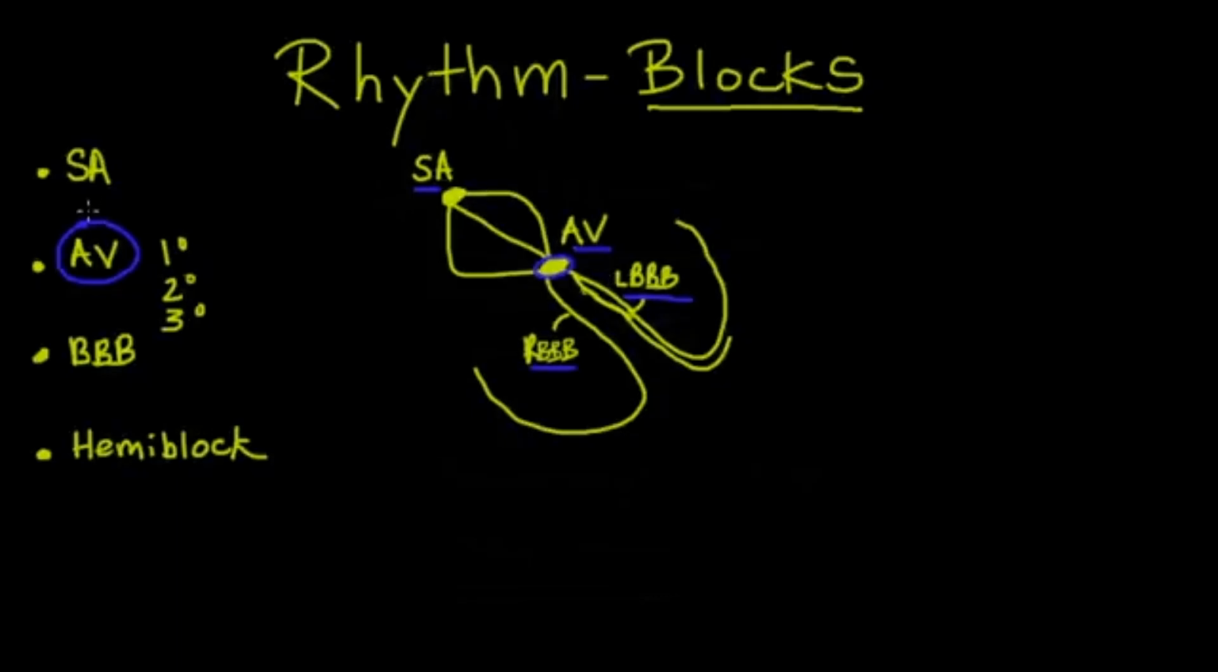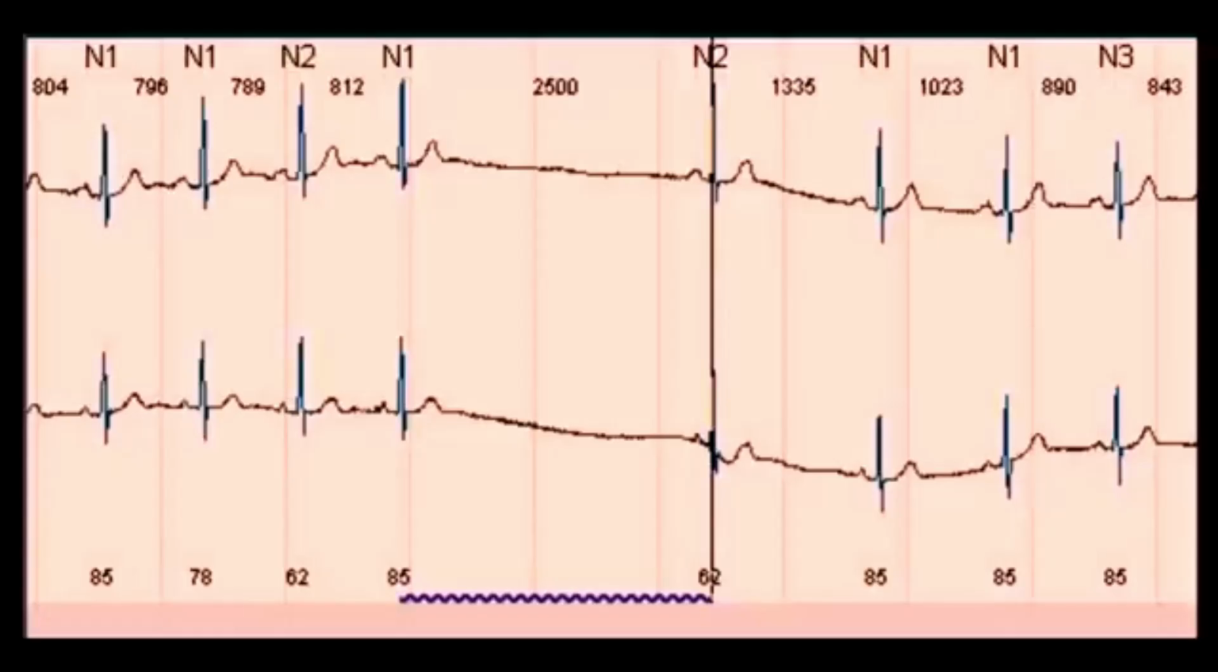Okay, so let's start with the SA node. With a block in the SA node, there is some feeling that the SA node actually generates electrical activity, but it just can't exit the SA node. And so what happens, with the lack of any type of escape rhythm, is a lack of a P wave, because we know that the P wave comes from the SA node. Here's an example of an SA node block.